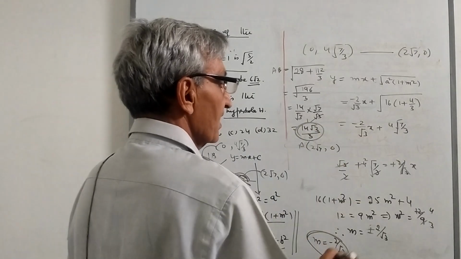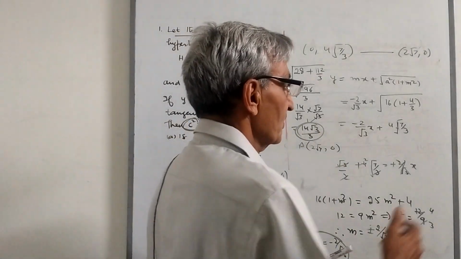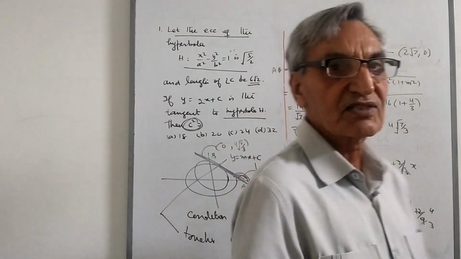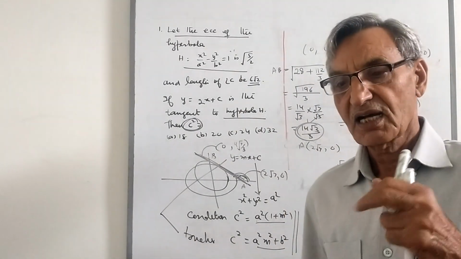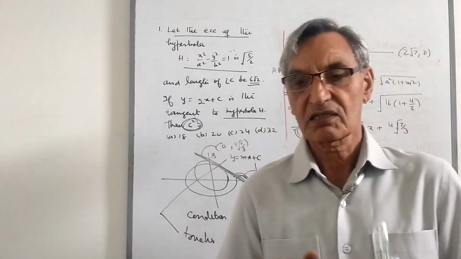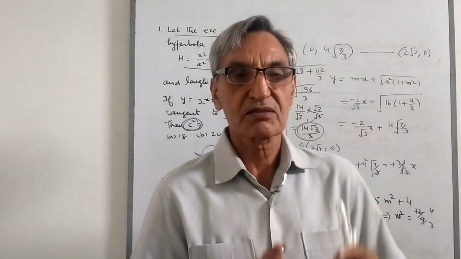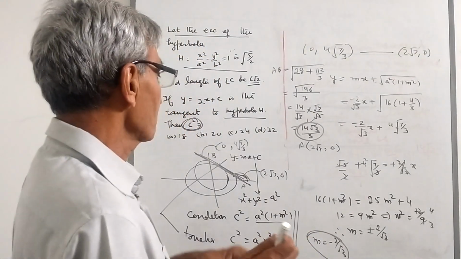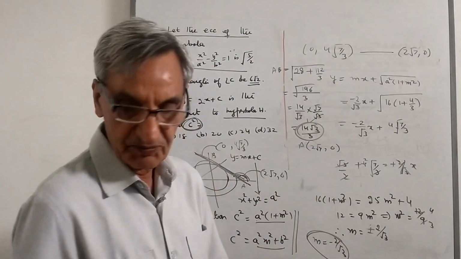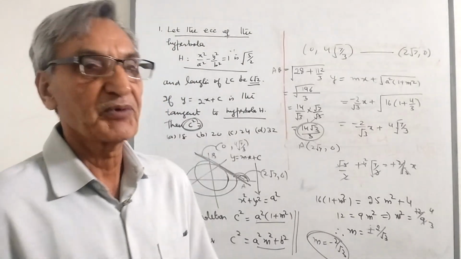This is the answer. The choice was C. When you look at the question, it is based on the fact that there is a common tangent between the circle and the ellipse, and you want to find the length of the intercept made by it.